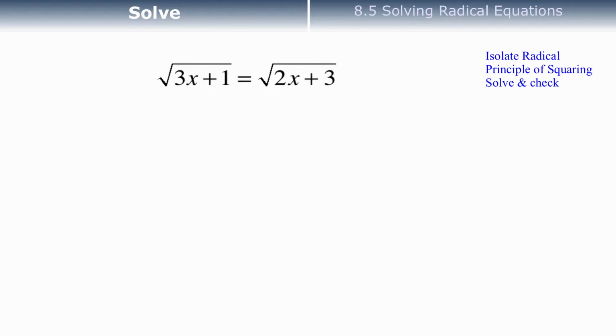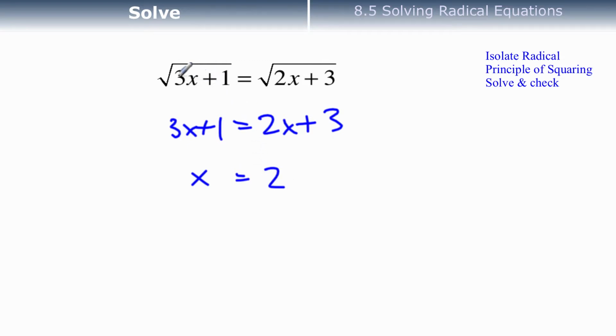Here's another one. We haven't had one that doesn't check yet. Let's just see what happens here. So I'll square both sides and I'll get 3x plus 1 equals 2x plus 3. Bring this over and that'll be an x. Bring that over, it'll be a 2. Let's just check to see if it's correct.